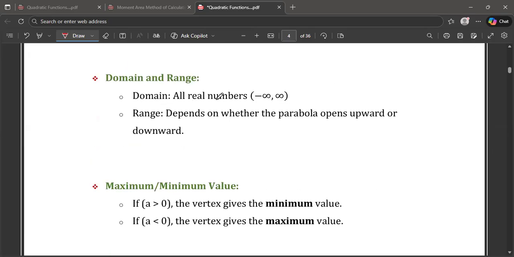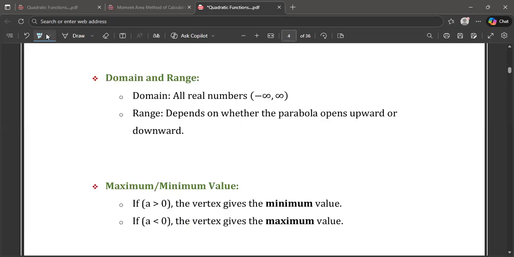For the domain, all real numbers. It means that for quadratic functions, the domain in which it lies is all real numbers. If I say real numbers, it means that 0 is not part of it. And the range also depends on whether the parabola opens upwards or downwards.